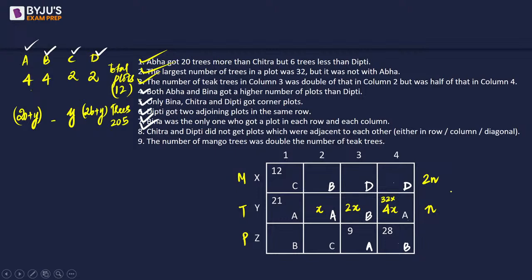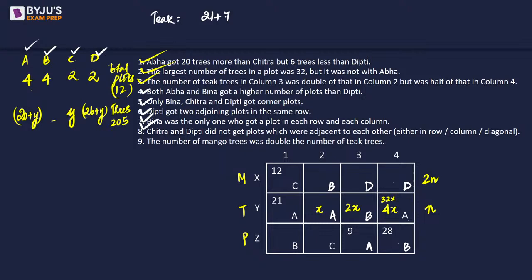For Abha, we know a certain value. For Chitra and Dipti, we don't know much. So let's do one thing. Okay, let me leave it like this.